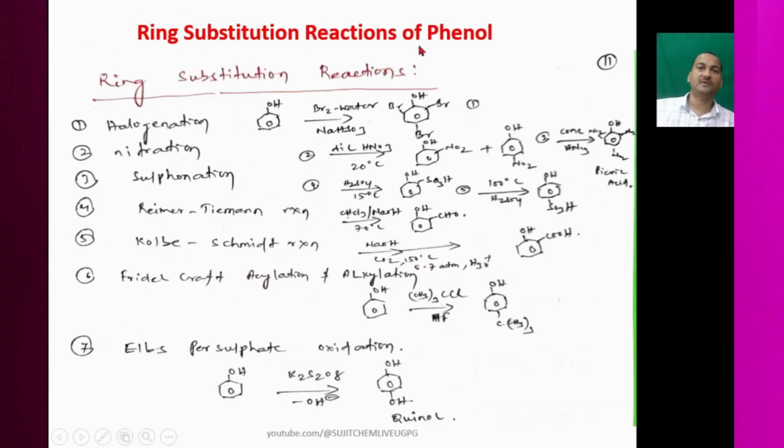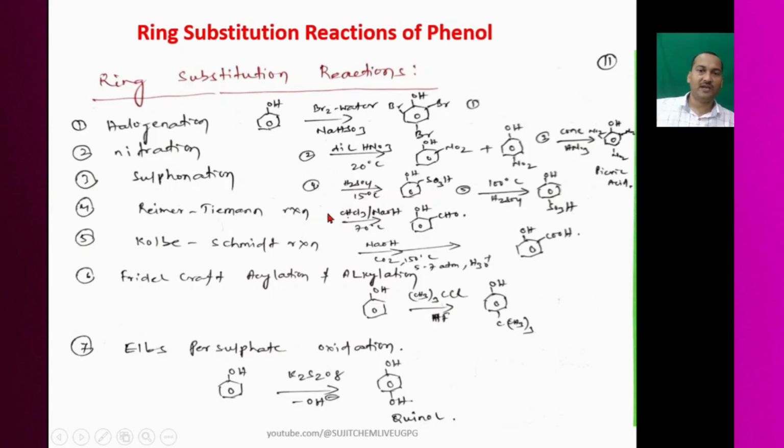So next is ring substitution reactions of phenol. So first reaction is halogenation. Phenol can react with bromine water, giving rise to tribromo derivative. Similarly, it can undergo nitration with dilute nitric acid. You can have ortho and paranitrophenol, and upon treatment with concentrated nitric acid, you can have picric acid, trinitrophenol. Similarly, it can undergo reaction with sulfuric acid, so sulfonation.